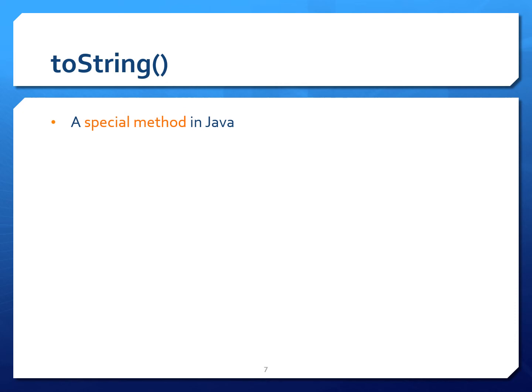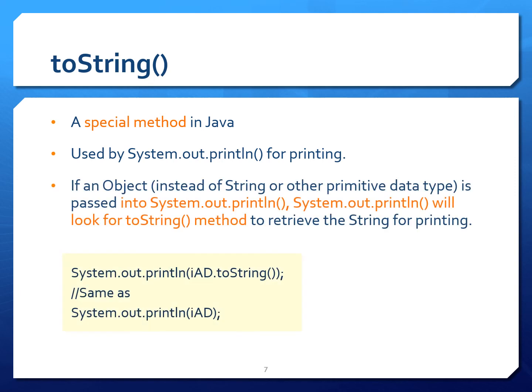toString is a special method in Java. It is used by the System.out.println method for printing. If an object, instead of a string or other primitive data type, is passed into System.out.println, it will look for the toString method to retrieve the string for printing.